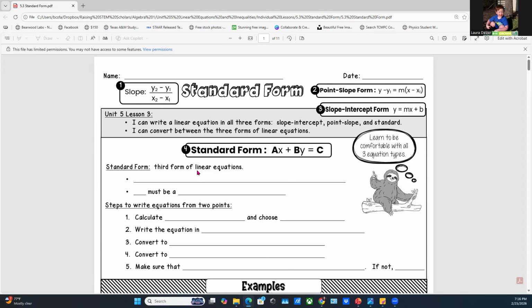Let's fill in some notes real fast about standard form. Let me highlight something. These are capital letters here, and they're capitalized for a reason. A, B, and C are all integers.